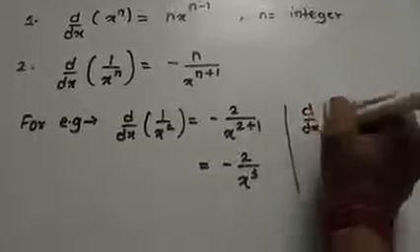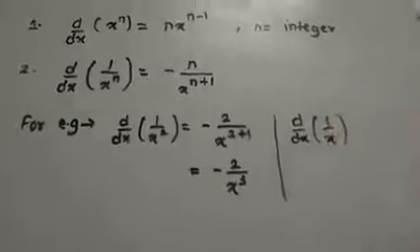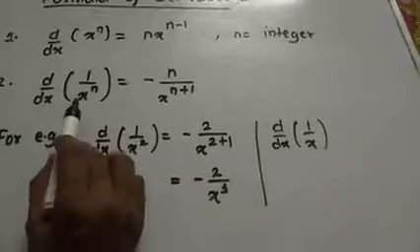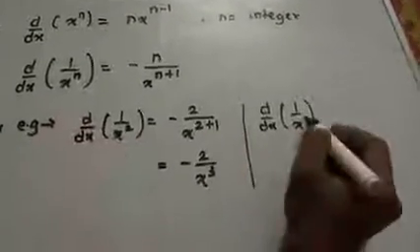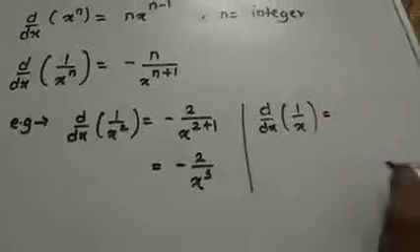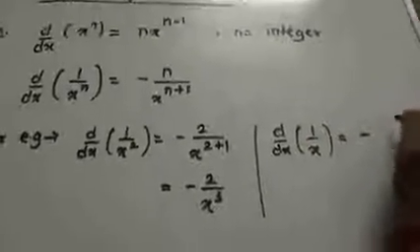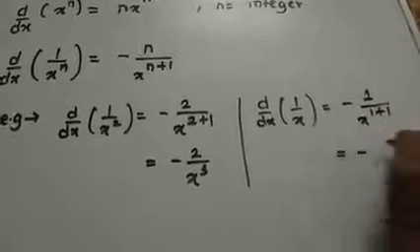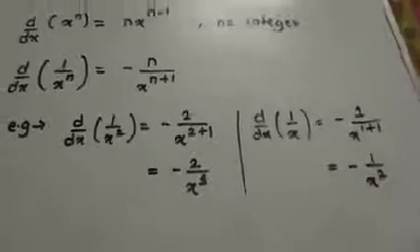d dx of 1 by x. So if we compare again with 1 by x, here x and here x to the power n. So what is the power of n here? 1. If we compare, according to the formula, 1 by x to the power 1 plus 1, that is 1 by x square.